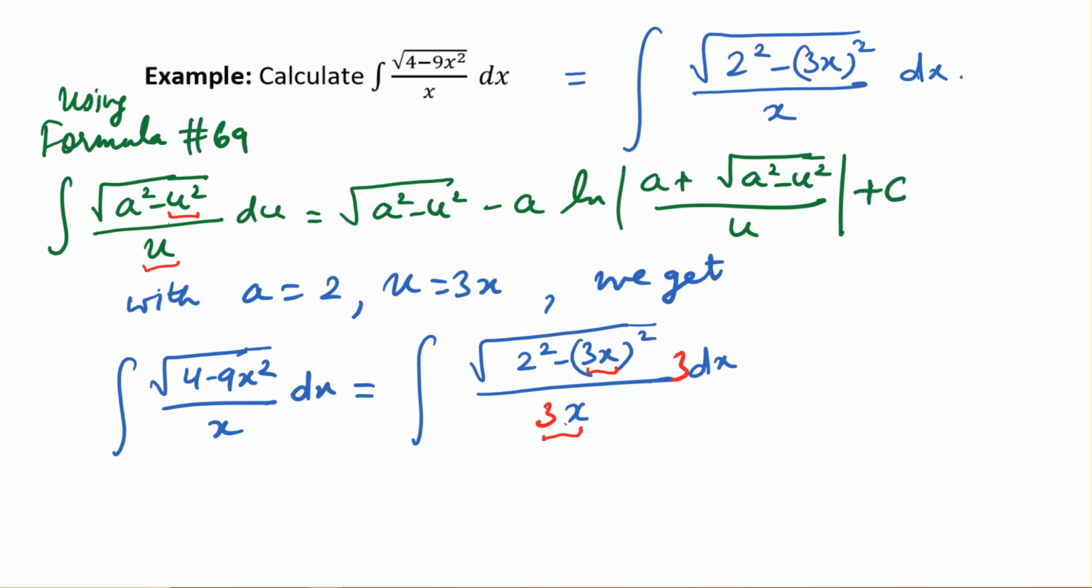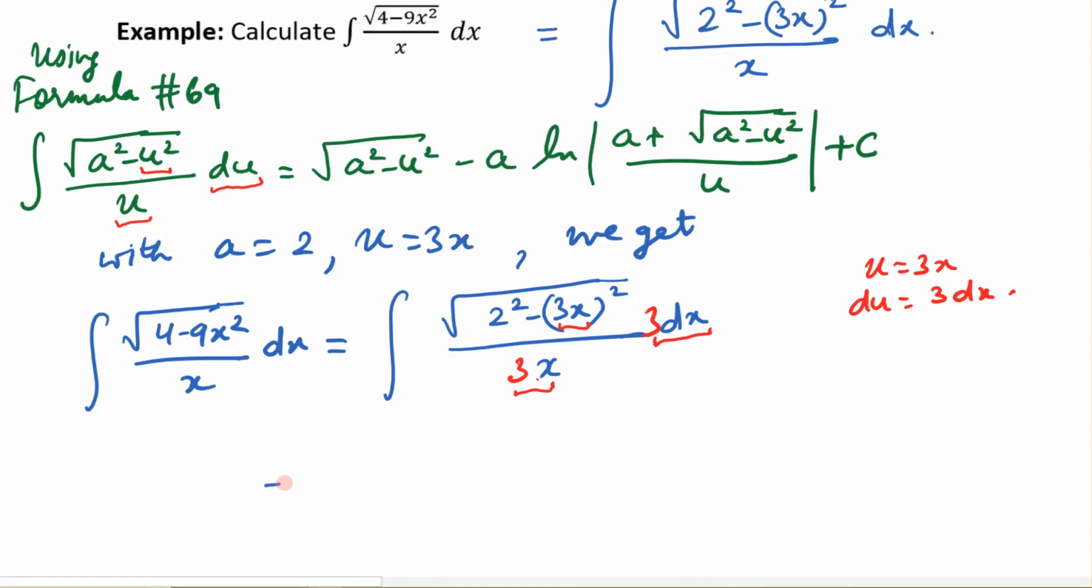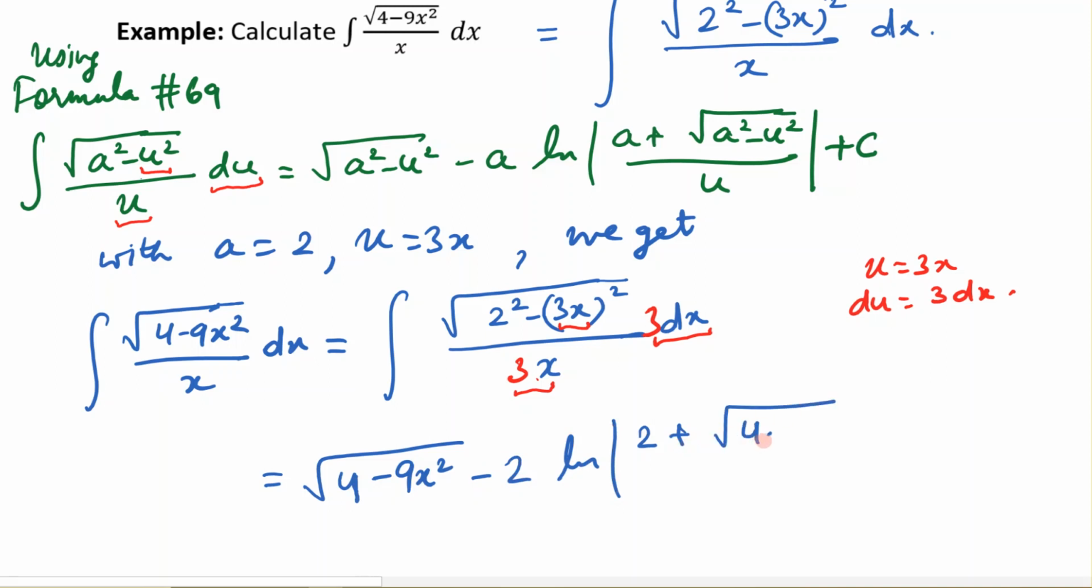So it means our answer should be square root of a square minus u square. So square root of 4 minus 9x squared minus a, which is 2, ln of a plus square root of a square minus u square, divided by u, which is 3x, plus c.